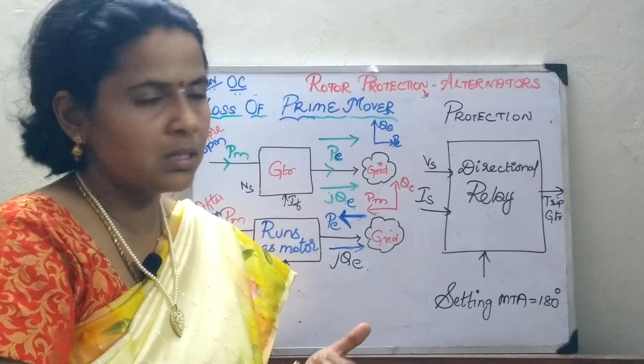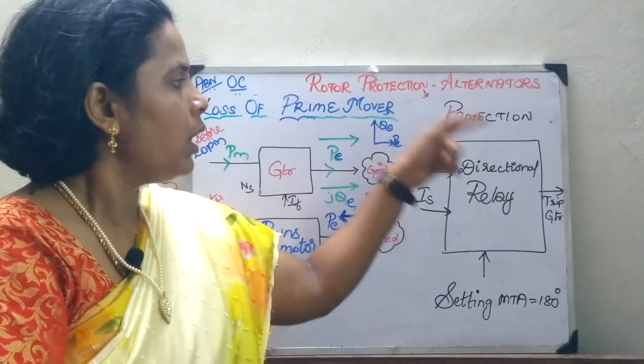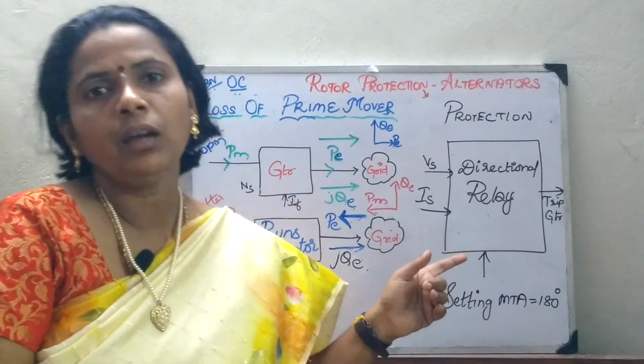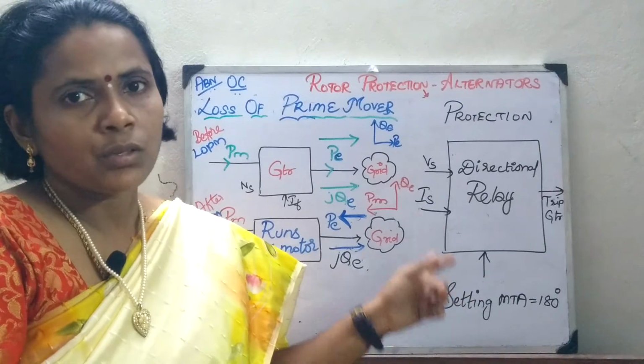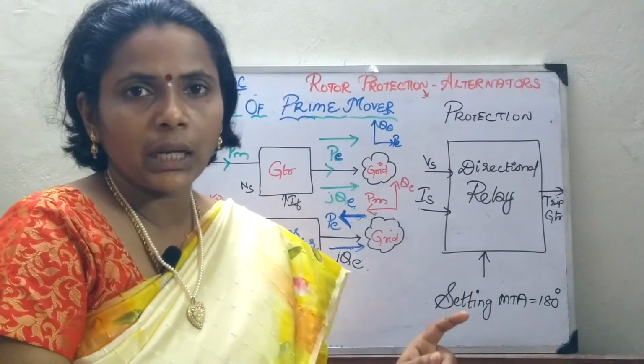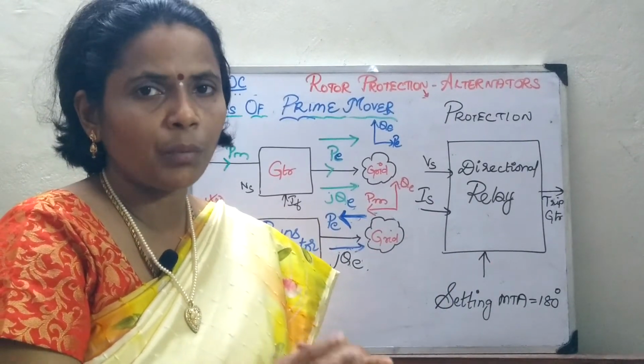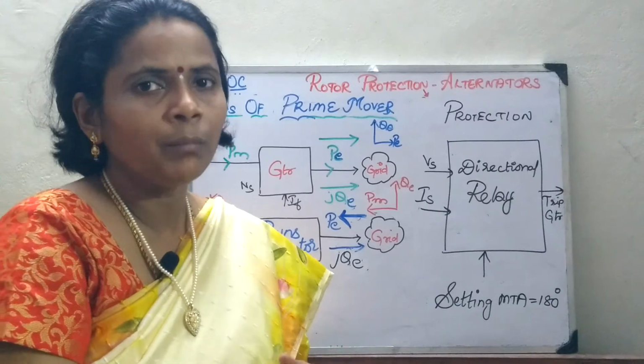How can you do this? Here the current direction and the power direction are reversed. So, go for a directional relay to detect the fault. Okay, so whenever I detect the fault in the opposite direction with a setting of 180-degree phase shift, because the direction of the current is shifted, there is a problem: there is a loss of the prime mover.